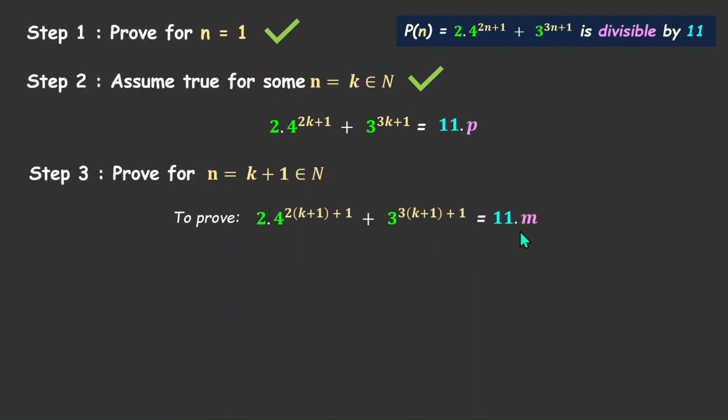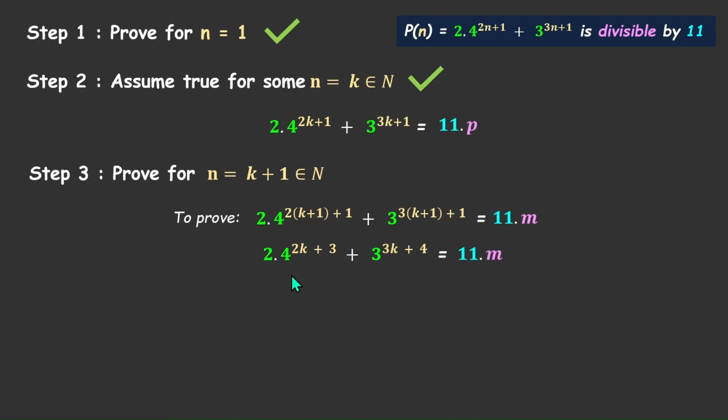And our approach is going to be the same. We'll take this condition, we'll base our proof on this condition, and then we'll try to get this left-hand side from this condition. And before that, let's actually simplify this. So this becomes 2k plus 2 plus 1, so it's 2k plus 3. And this becomes 3k plus 3 plus 1, so it's 3k plus 4. So this equation here in simplified form would be 2 into 4 raised to power 2k plus 3 plus 3 raised to power 3k plus 4 is equal to 11m.